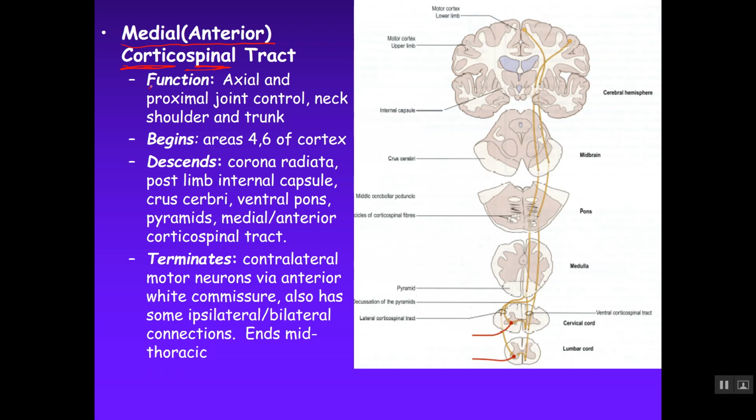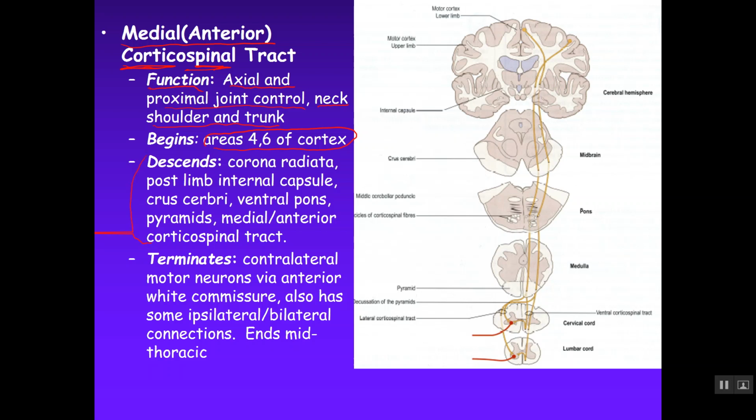Primary function of this medial corticospinal tract is that it innervates and controls axial and proximal joint control, especially of the neck, shoulder, and trunk. It doesn't do much to the lower extremities and lower body, because it's axial, proximal. So shoulders, trunk muscles, and neck innervation. It begins in the cortex in the areas called Brodmann's areas 4 and 6. We'll show you the cortex areas in a bit: there's a number system used to describe locations on the cortex, and then there's also just the name of that region, and we'll cover that in a little bit here.